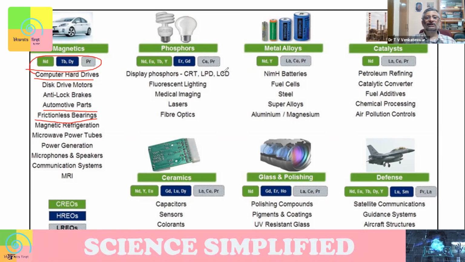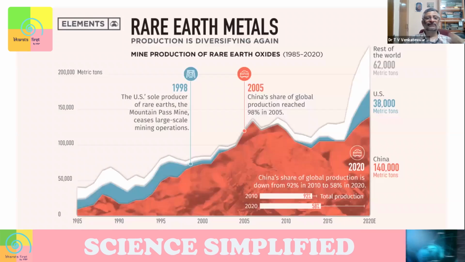Similarly, as a few examples, in ceramics we use rare earth elements, such as in capacitors. So there are various applications in which we use rare earth elements in modern times. It is one of the crucial elements in modern manufacturing.